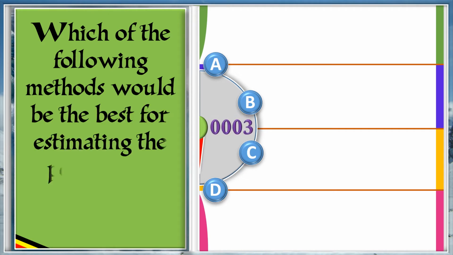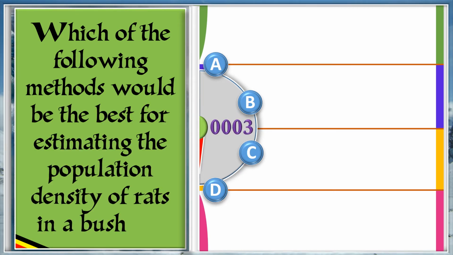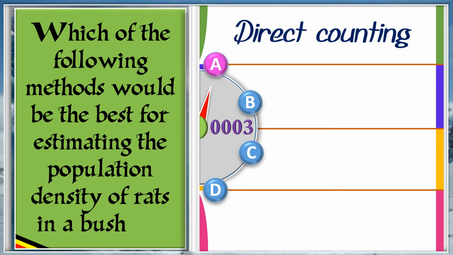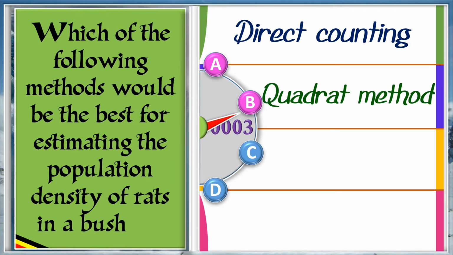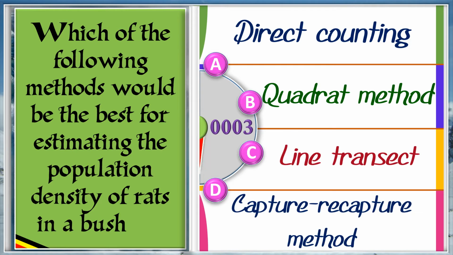Which of the following methods would be the best for estimating the population density of rats in a bush? A. Direct counting. B. Quadrat method. C. Line transect. D. Capture-recapture method. And the answer is D. Capture-recapture method.